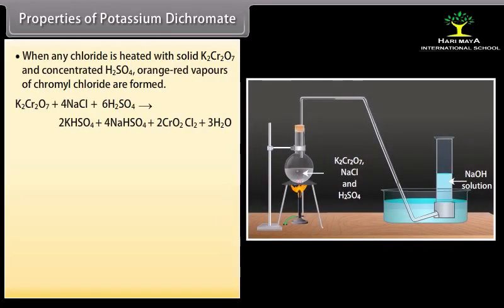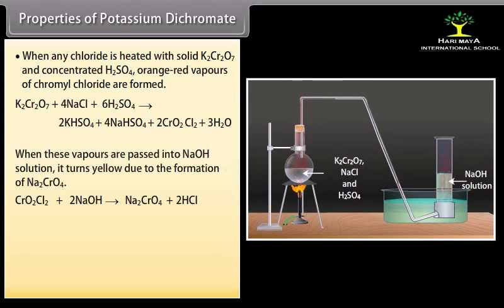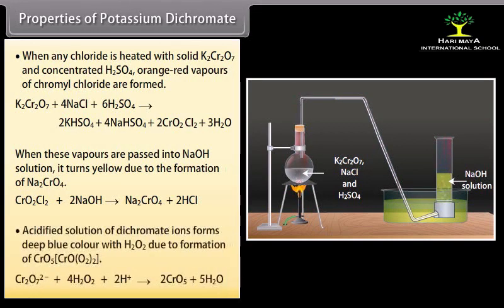When any chloride is heated with solid K2Cr2O7 and concentrated H2SO4, orange-red vapors of chromyl chloride are formed. When these vapors are passed into NaOH solution, it turns yellow due to the formation of Na2CrO4. Acidified solution of dichromate ions forms deep blue color with H2O2 due to formation of CrO5, CrO(O2)2.